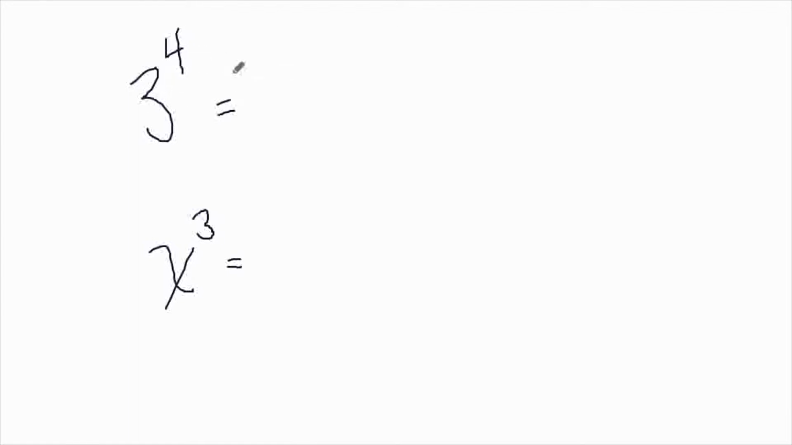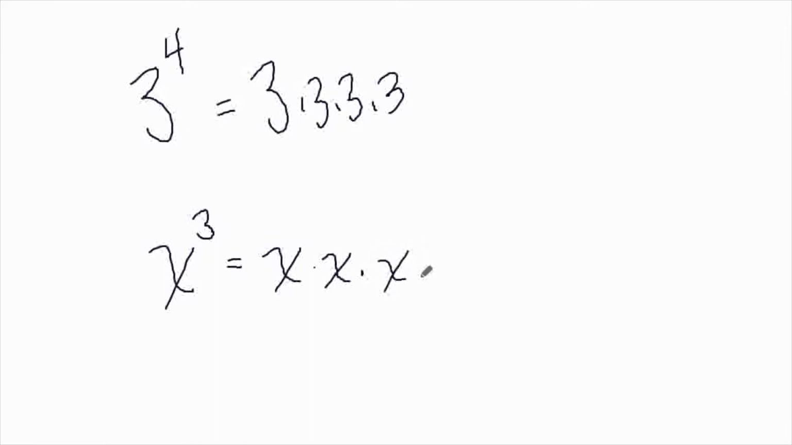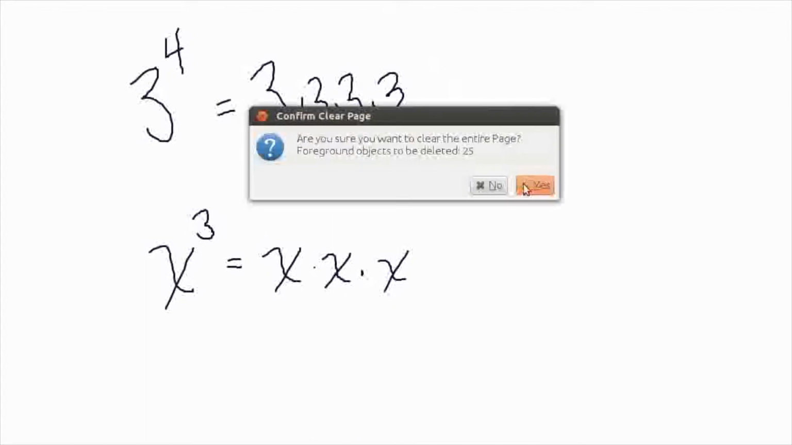So 3 with an exponent of 4, that's nothing more than multiplying 4 3's together. X with an exponent of 3, that's nothing more than multiplying 3 x's together. All right. And let me show you now what I mean by those rules. So first I will write out the rules, and then I will explain a little bit. I'll talk about them so you have a deeper understanding.